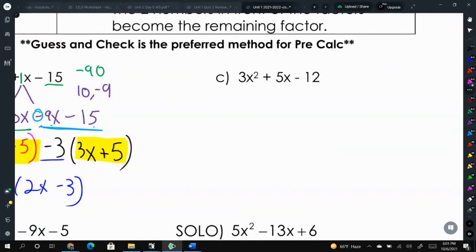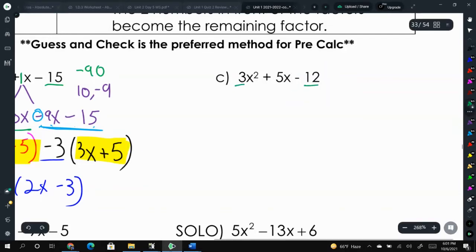I'm going to do this one by grouping just because that's what I like to do the most. That's what I prefer, especially with negative 12 there. You have so many factors of negative 12, 1 and 12, 3 and 4, 2 and 6. That's a lot to deal with.